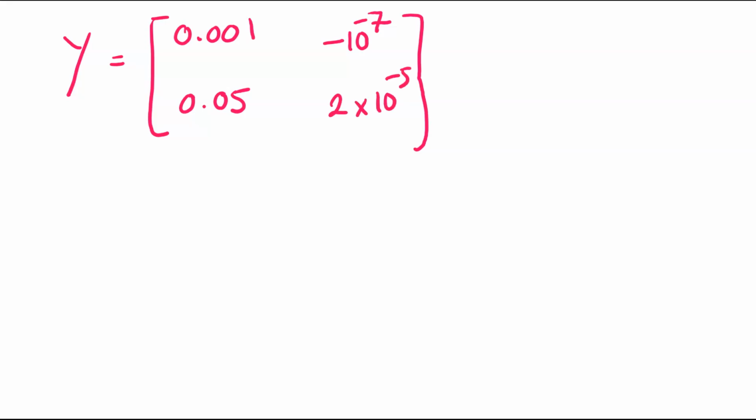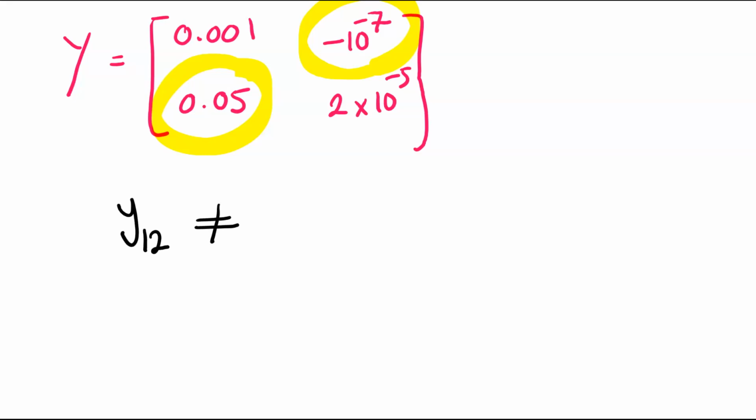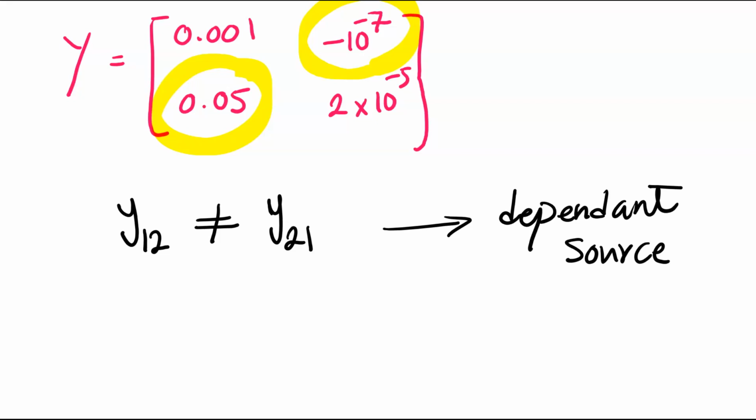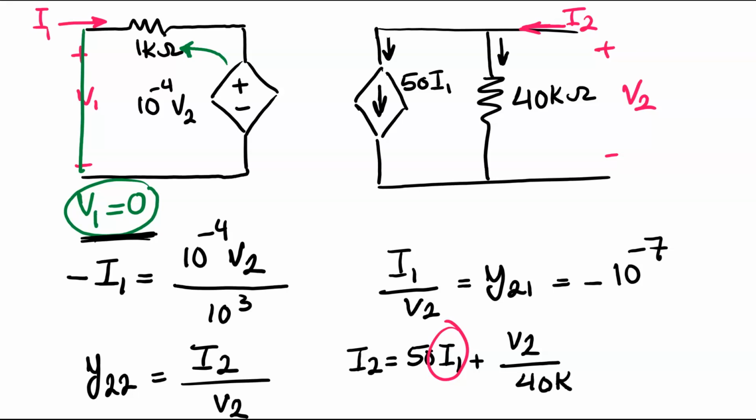Now, if you look at this matrix, you can see that this time we are having different values for y12 and y21. So y12 is not equal to y21. The reason is that we do have a dependent source. So the presence of a dependent source in this circuit is the reason that we don't have the same values for y12 and y21. And that's why I was calculating both of them in my solution.